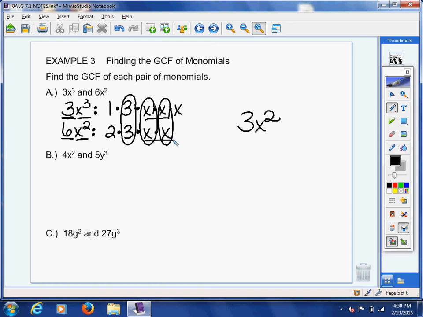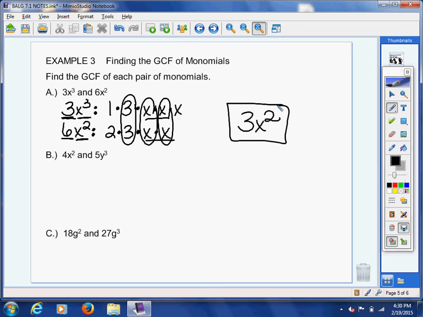Always choose the lower exponent when you're choosing the GCF of a variable. If you have to choose between x cubed and x squared, always go with the lower one, x squared. That's the practical way to do it, the mental math. But I wrote it out for you so you could see that. So here's your GCF, box it in, and that's what we need to know. All right, let's look at B.